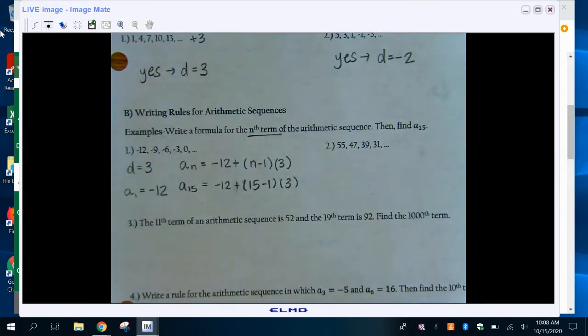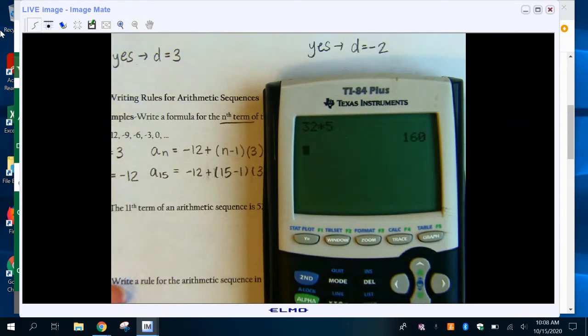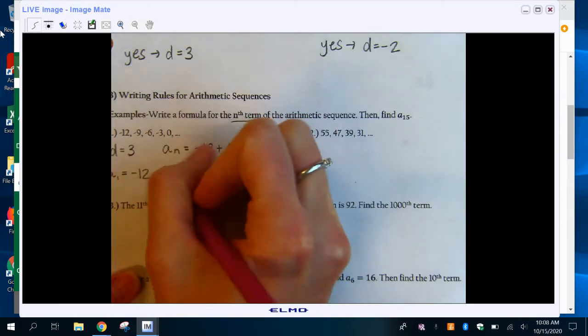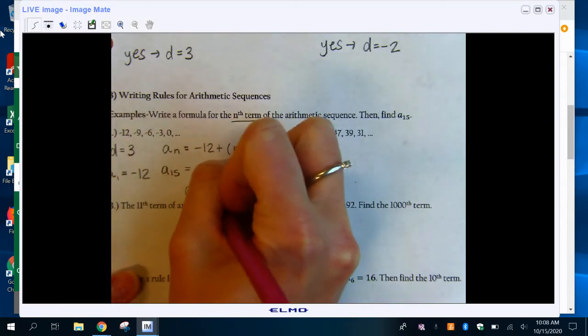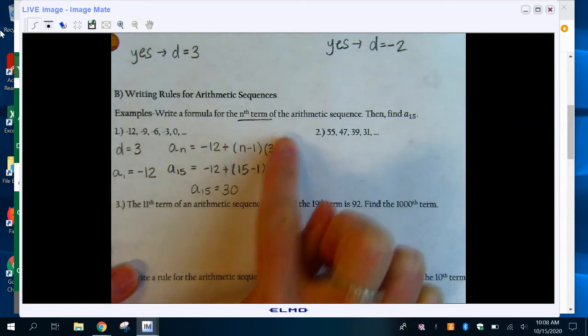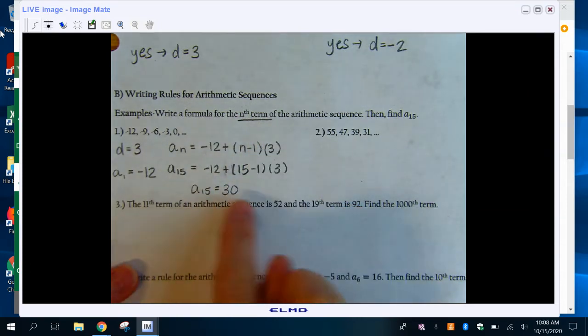Okay. And then I'll just evaluate that. So 12, -12, plus 15 minus 1, which is 14, times 3 is going to be 30. So that means that if I were to list out these next several terms, when I get to the 15th term, that numerical value would be 30.